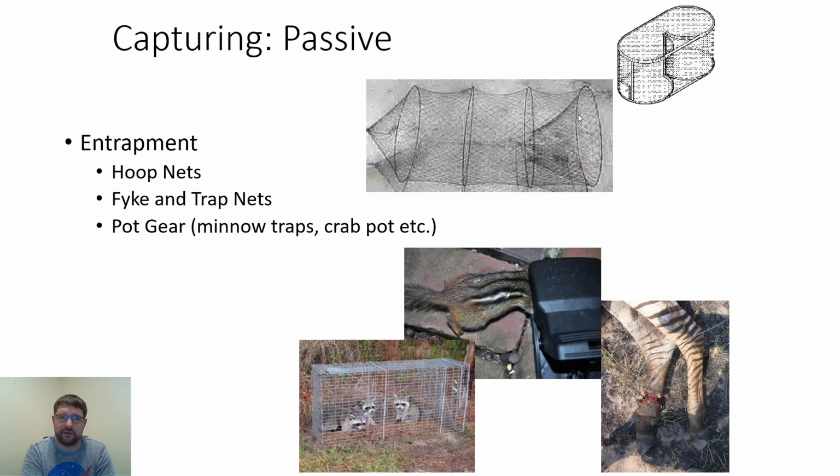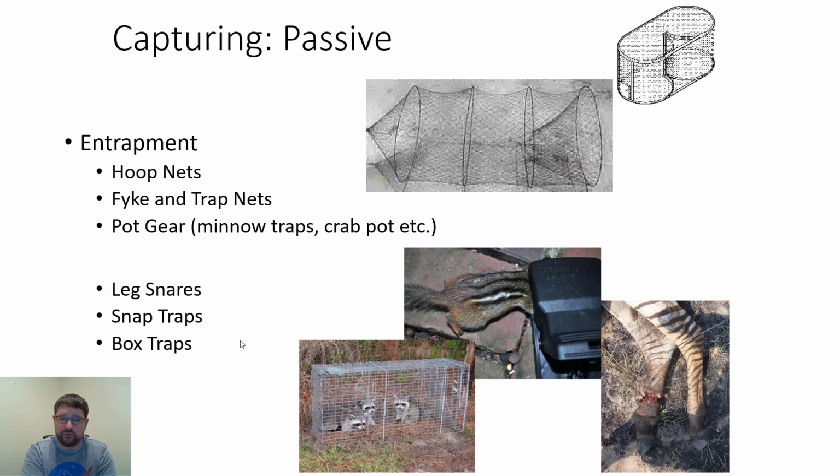Okay, and then there's all kinds of gear. Okay, so potting gear, minnow traps, crab pots, lobster traps, etc., that work in kind of a similar fashion. Some type of maze or some type of entrance that they can go through. Then they can't find that entrance again, or they get caught in one of these regions where they just can't get out, and that's kind of how pot gear works.